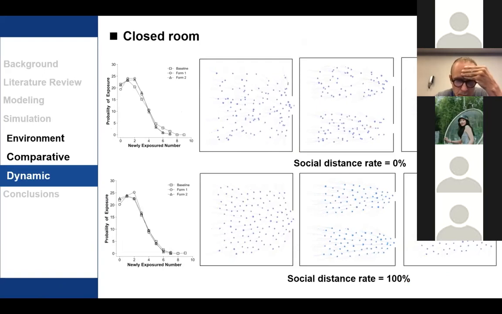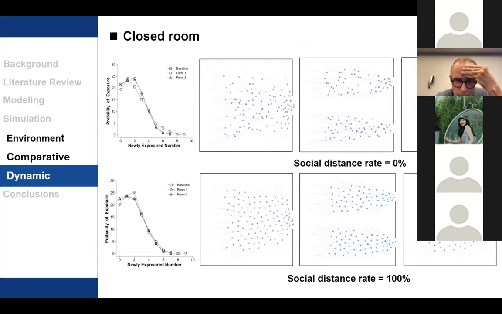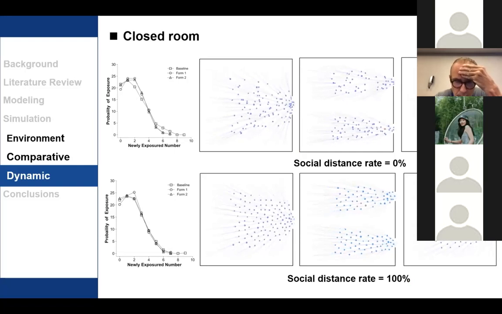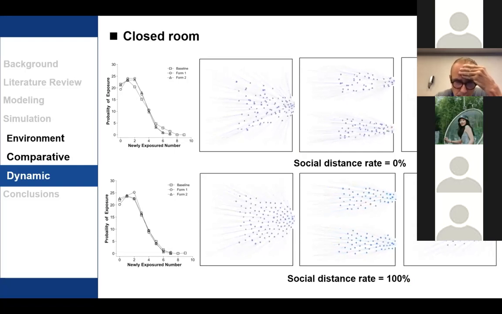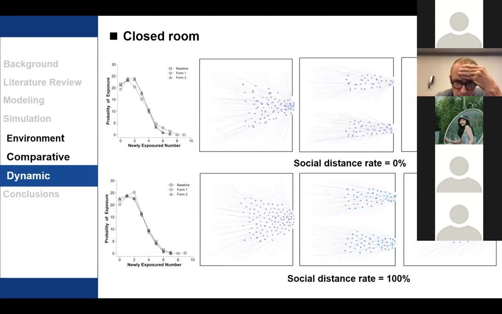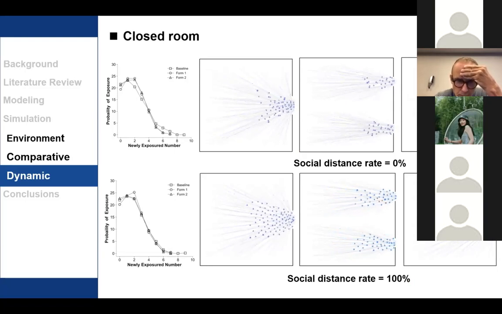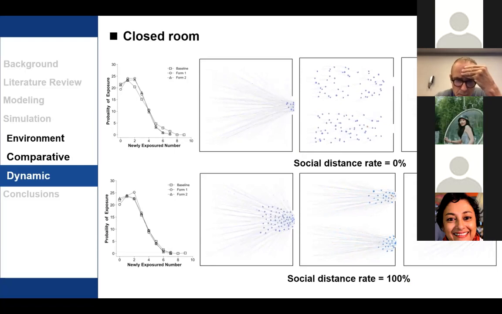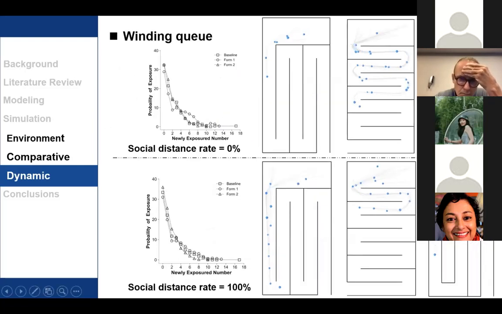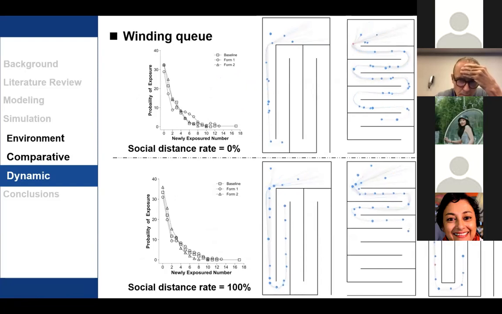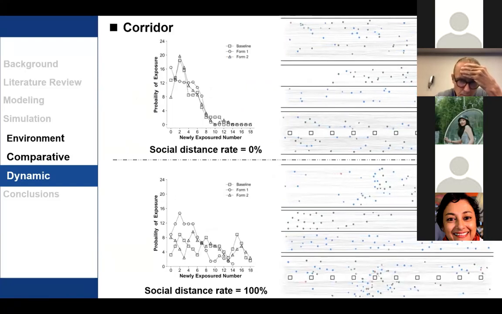At the beginning, the probability of infection in the population is 2%, which will make the surrounding become a high-risk area. By defining the infection function, the number of newly infected pedestrians is calculated. Here shows the simulation result of different social distance rates, and the newly infected pedestrians are shown in red. This is the closed room. This is the vending queue. And the corridor.